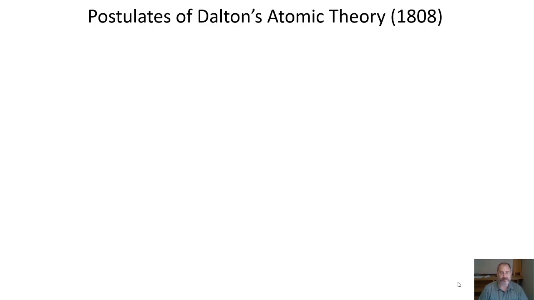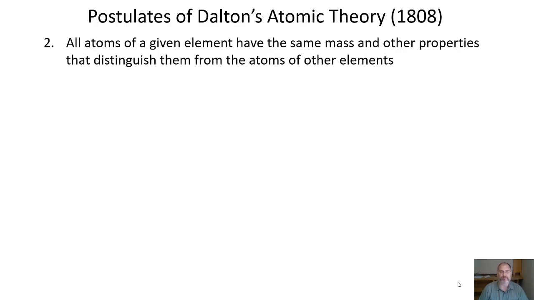The second postulate that we want to discuss is all atoms of a given element have the same mass and other properties that distinguish them from the atoms of other elements. And to a certain extent, he was correct. Although atoms of one element have a different mass and different properties from atoms of another element, he was incorrect on the fact that atoms of the same element have the same mass. Unfortunately, he wasn't aware of the concept of isotopes.